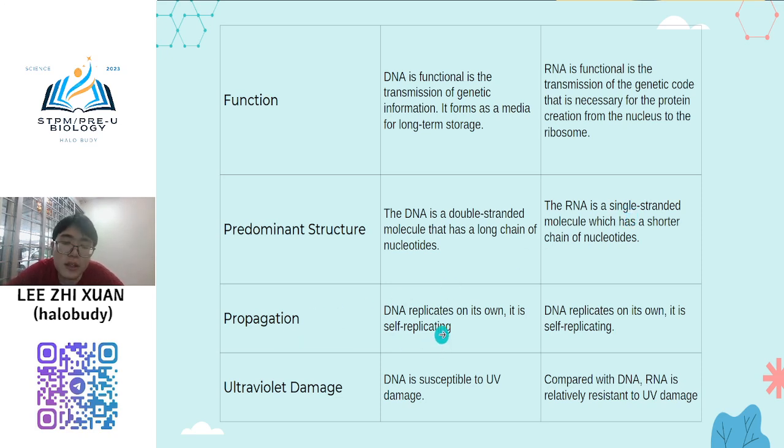And propagation: DNA replicates on its own, meaning this is a replication process. Oh, sorry, this one should be RNA. Okay, DNA can be replicated based on its own mechanism. RNA cannot replicate on its own. It needs to rely on DNA.